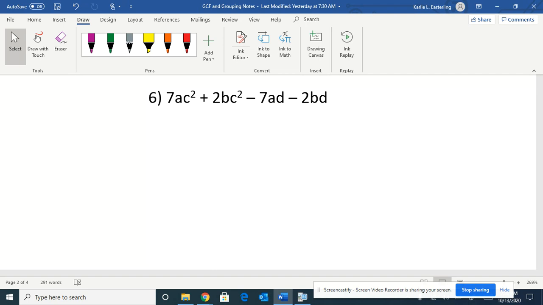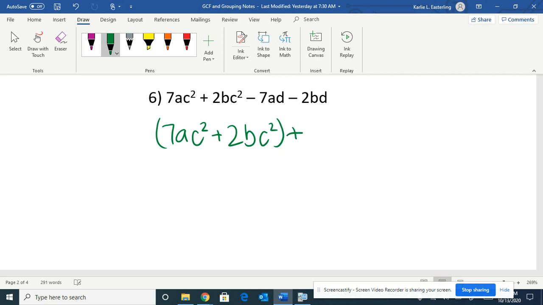This one's a little bit more complicated, so I'll go through this one step by step with you. I'm going to rewrite this one. Again, we are looking at 7a. Actually, I'm not going to go in purple. I'm going to do it in green because it's skinnier. Oh gosh, y'all ignore me. So we're grouping 7ac squared plus 2bc squared. We're going to change that to a positive, keep that minus with that 7ad minus 2bd.